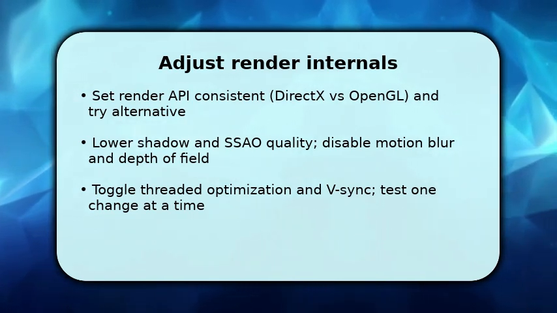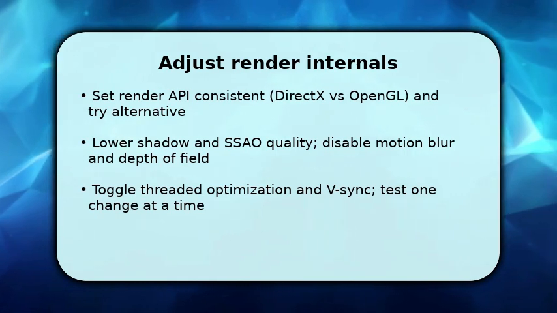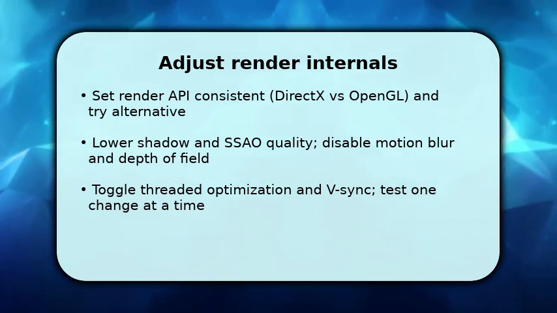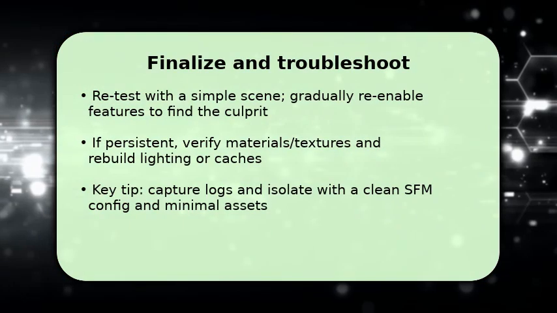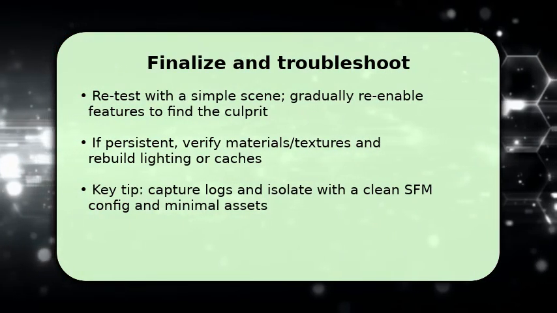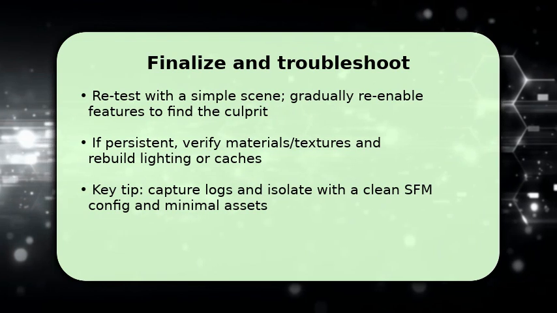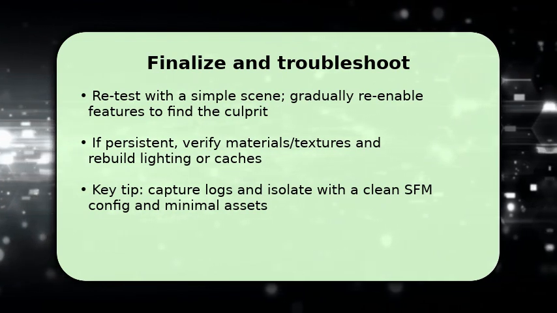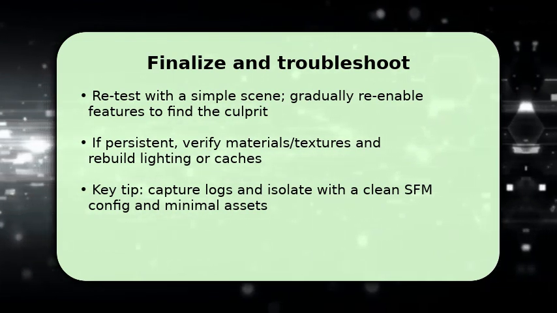Make one change, render a short clip, and observe. This disciplined approach reveals the offending setting quickly. Finish by testing a minimal scene, a single light and model. Once done, re-enable features one at a time until flicker returns, which tells you the exact trigger.